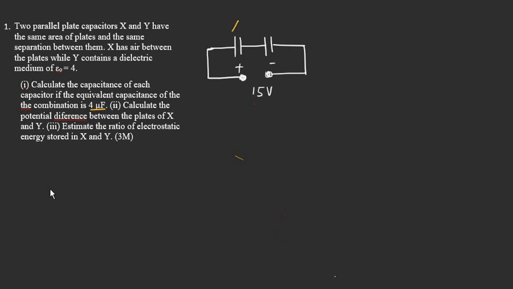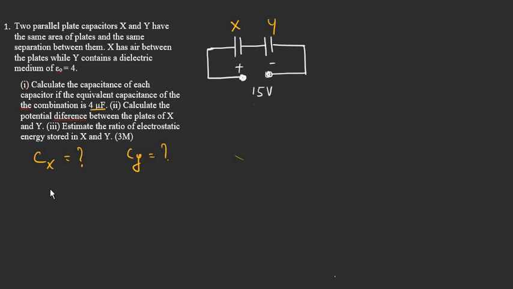So in this question, there are two capacitors X and Y, and they are connected in series, and you are provided a potential of 15 volt. Now, in the first part, they are asking us to calculate the capacitance of each capacitor. So we need to find out the value of Cx and we need to find the value of Cy. Now, the equivalent capacitance of the combination is 4 microfarad.